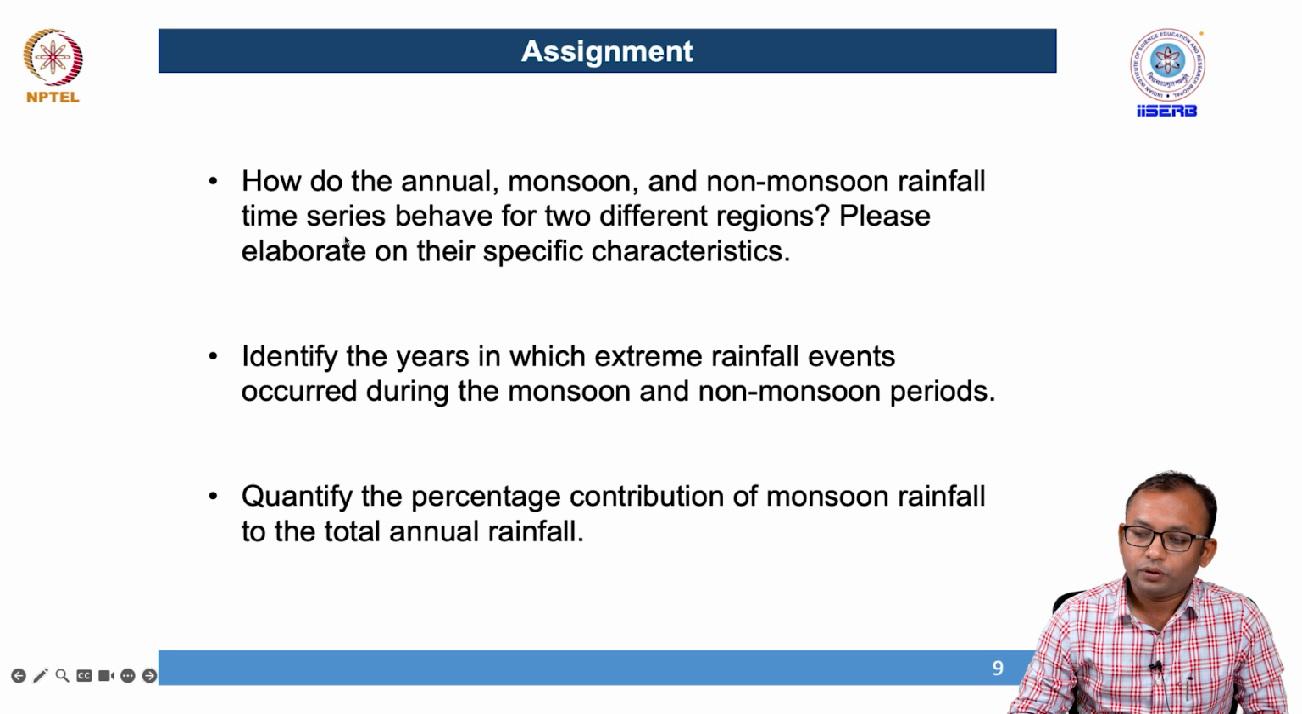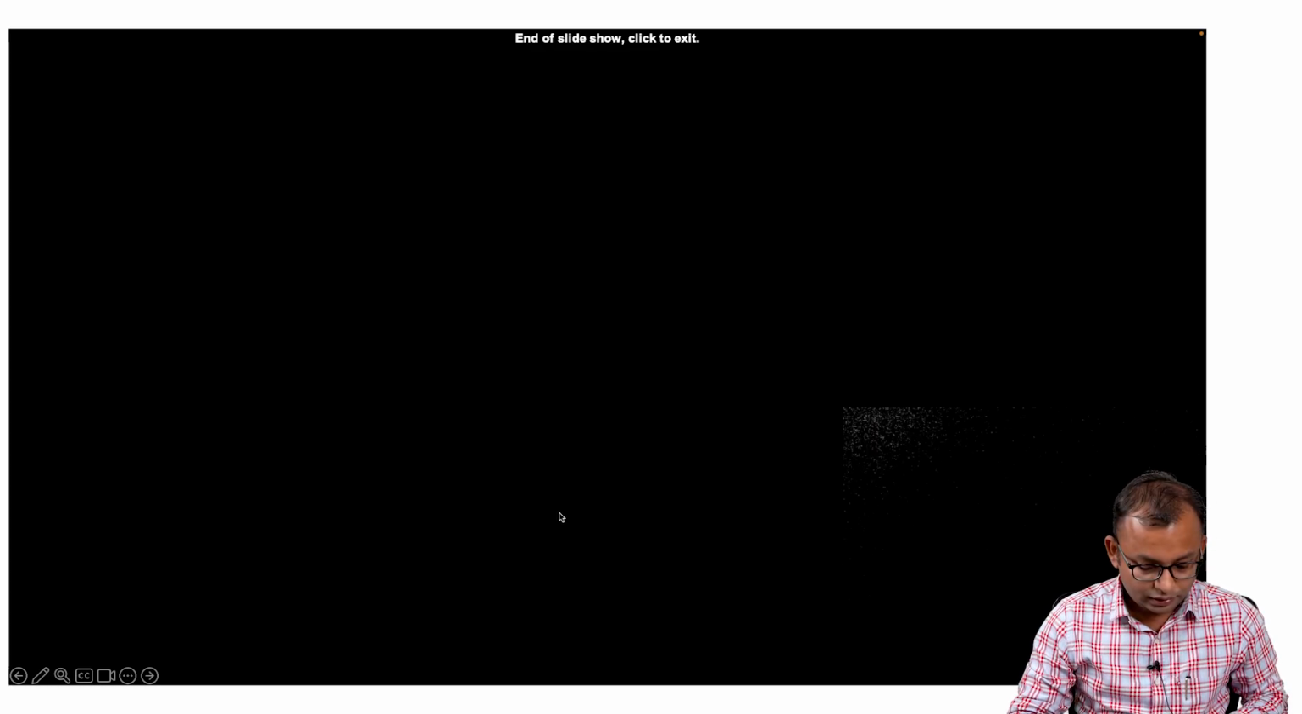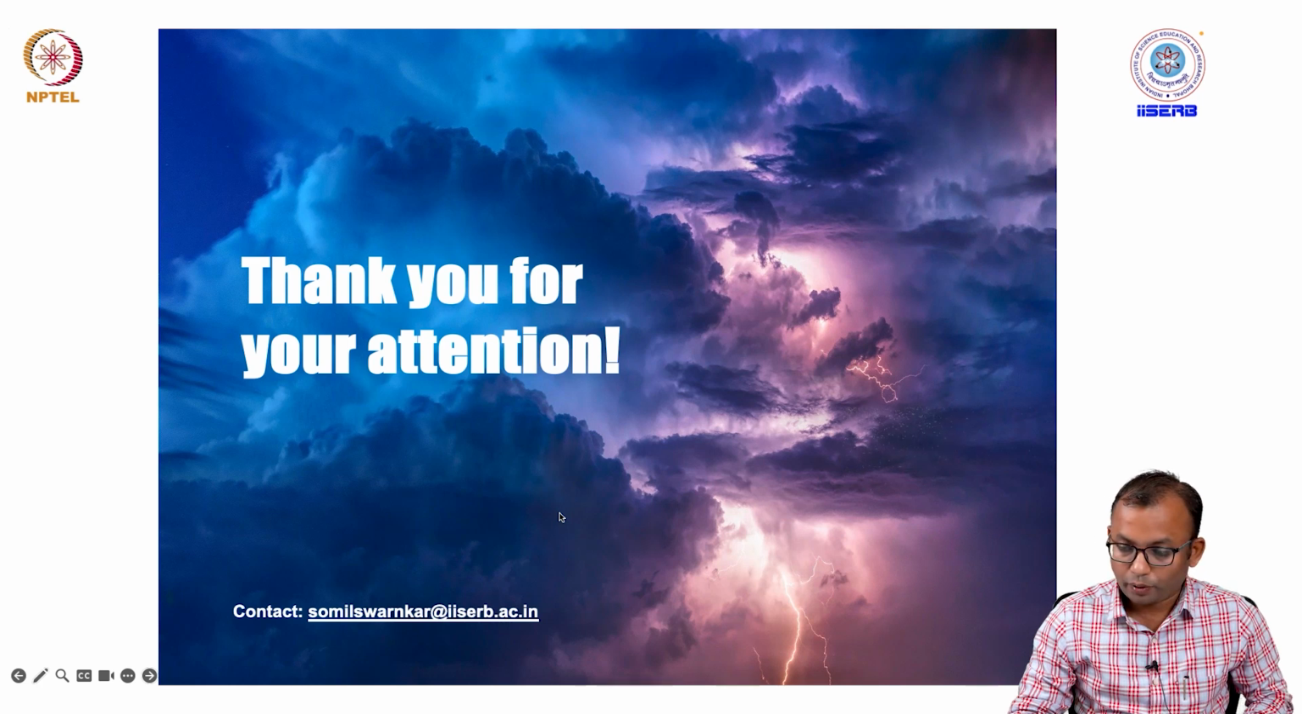In the previous class we discussed the three questions we have to solve using the Excel file which we have just described. How do the annual, monsoon and non-monsoon rainfall time series behave for two different regions? Please elaborate on their specific characteristics. So, how can we approach this particular problem?